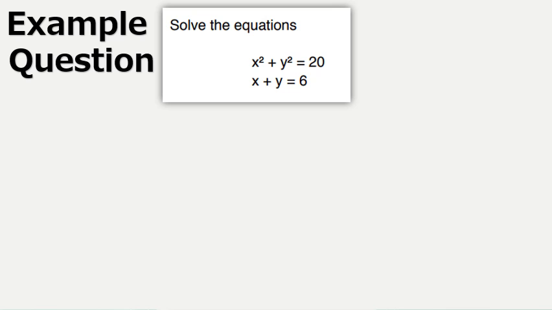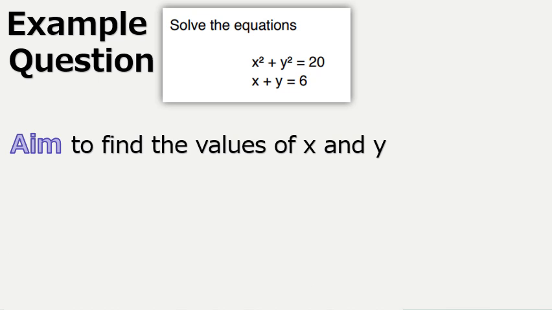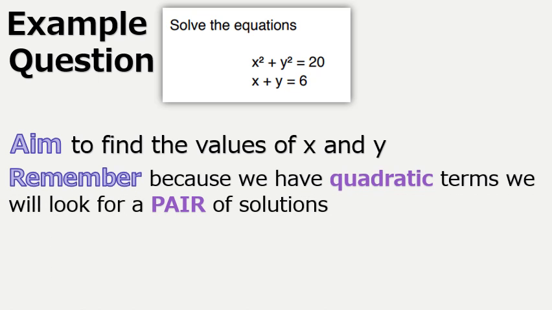Okay, so nonlinear simultaneous equations look a little bit like this. They're slightly different in that we can't just use the subtraction or addition method. We'll have to use something called substitution. So two things to remember: we're aiming to find the values of x and y, and because we have quadratic terms, so there's x squareds, we will look for a pair of solutions. So we'll find two lots of x's and two lots of y.